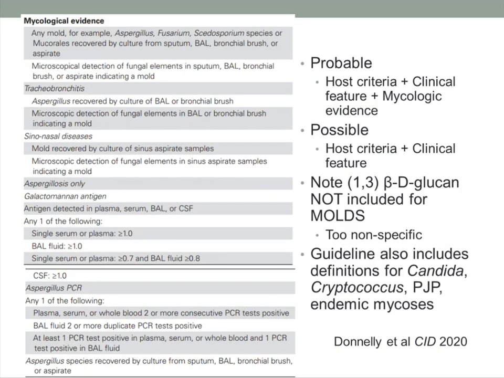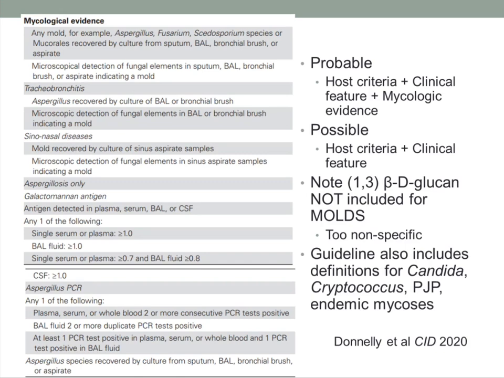The mycology criteria depend on which site you're on. The main thing I would draw you to is the galactomannan. Because of the way the assay works, the FDA cutoff is 0.5, but it's maybe a little bit too sensitive at that cutoff and not specific enough. And so the consensus definitions actually set that threshold higher. They set it at 1 before you can actually meet that mycologic criteria.